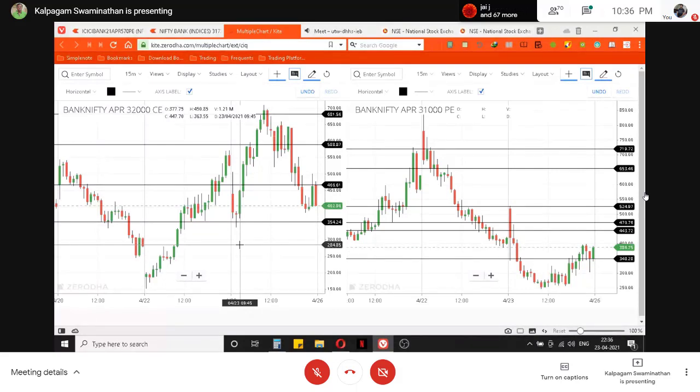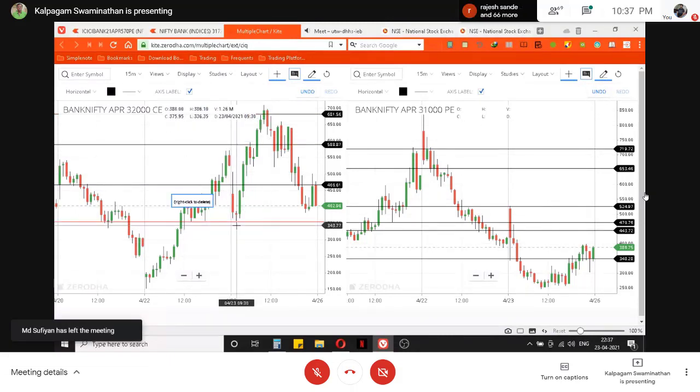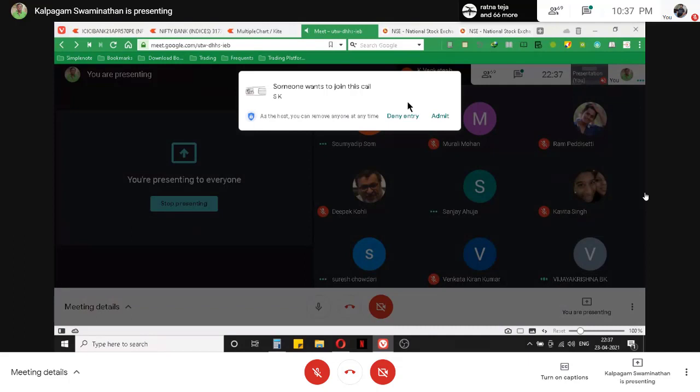If you get an entry opportunity in your PE trade, then you will take that signal. Because this reversal is nothing but, in PE it will start rising. It should give a signal. Here you need to exit at your resistance levels. Got it, sir. So when spot starts falling, PE starts rising. Exactly. Thank you, sir.